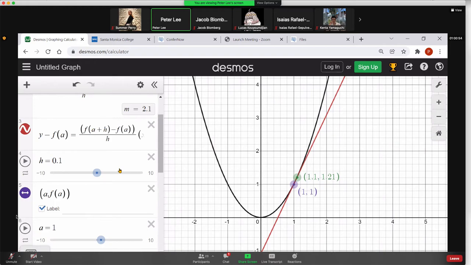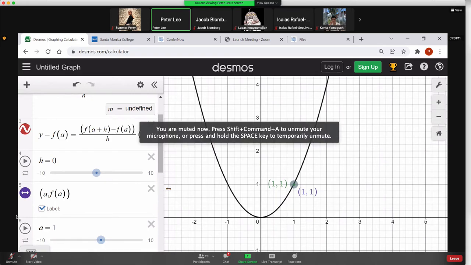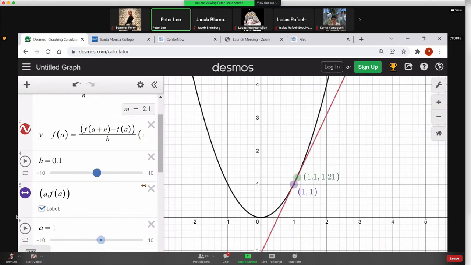But note that if you let this green point coincide with the purple point, where h is equal to 0, then we don't get a line. If you have one point, is there a line? No, there's no line. We can't get the line. So we have to make this green point be another point. If you let h be 0.1 like this, then we get the line. This red line is what we call the tangent line.